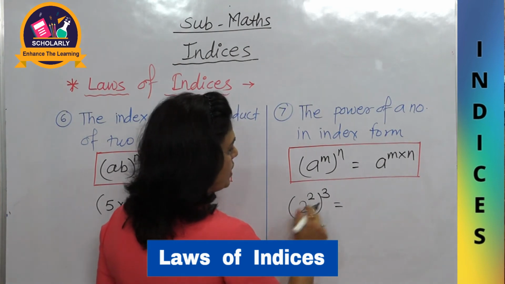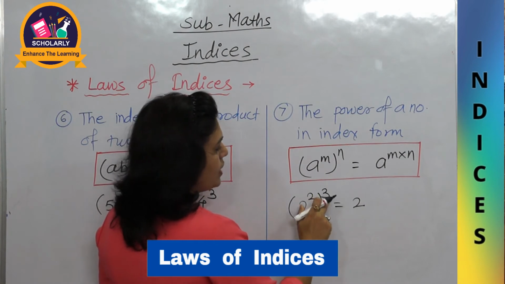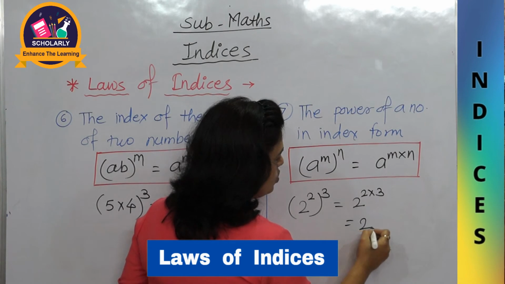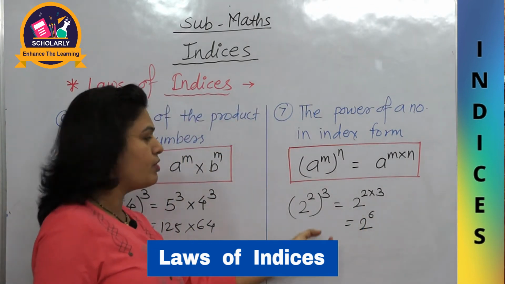We can simplify like this: 2 is the base, the indices are 2 and 3. Multiply these indices, 2 into 3, that is 2 raised to 3 2s are 6. 2 raised to 6 is the simple form of this.